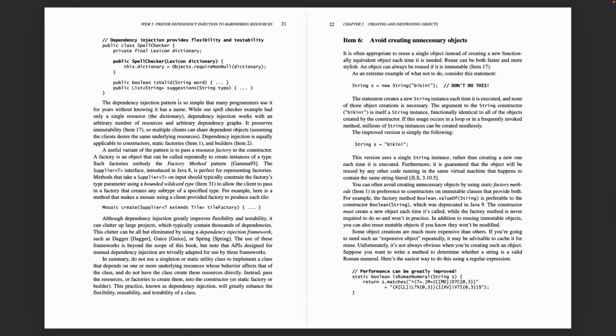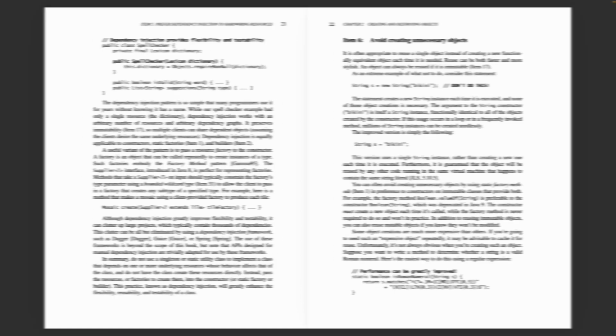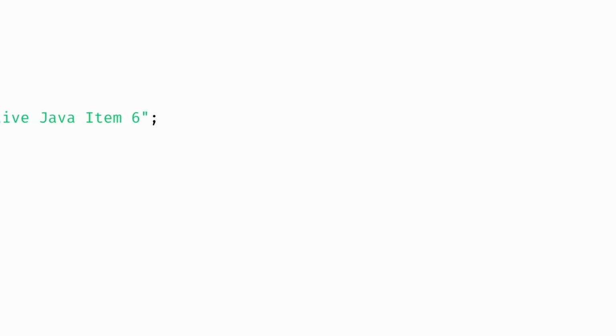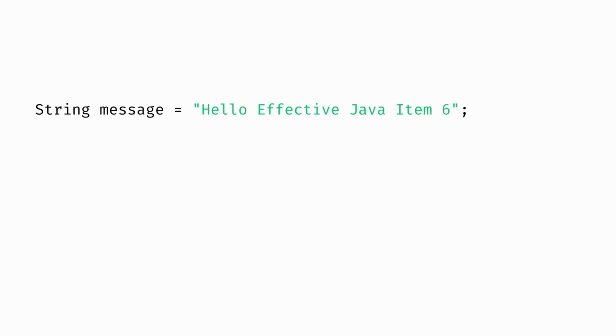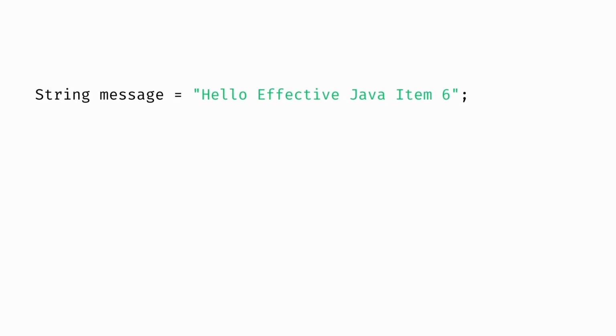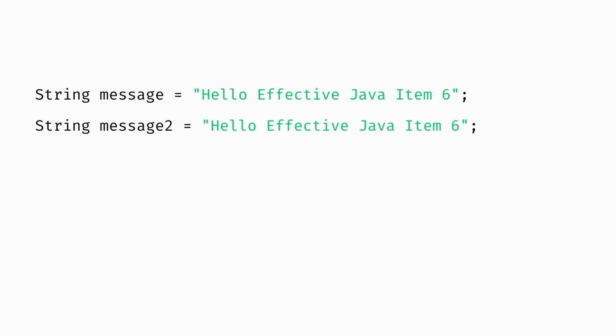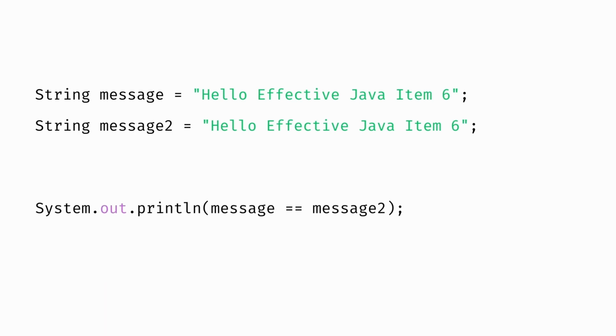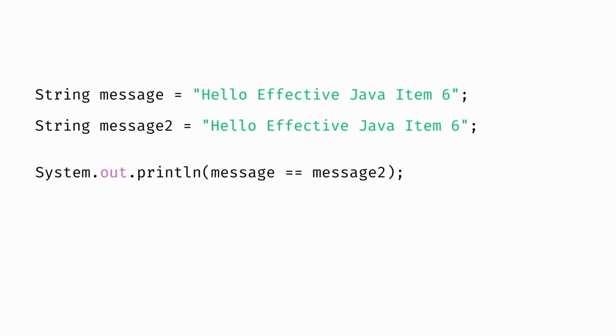Hi guys, in this tutorial we will talk about item 6 in Effective Java: avoid creating unnecessary objects. So let's have a look at an example. If you define a string message variable with the value "hello effective Java 6", and you define another variable which has exactly the same value as the first one, and you compare the result of these two variables, you will get true as a result.